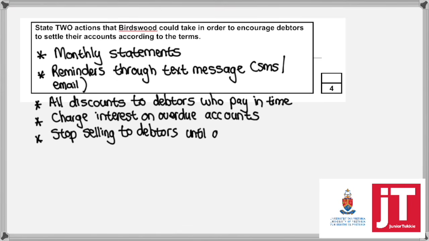Very important, stop selling to debtors until the overdue accounts are settled. We can even say, do not sell to debtors if they exceeded their credit limit. They need to settle it first. So these are all the steps, or some of the steps that we can take. Please don't say pre-screen debtors. They're already debtors. So what can we do now to get the money in, to encourage them to pay us much faster or within the credit terms?